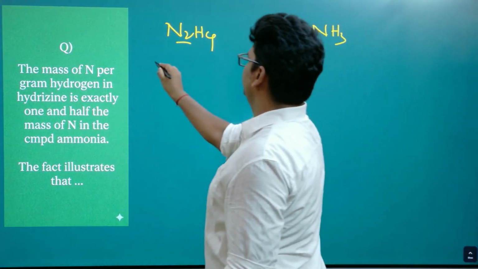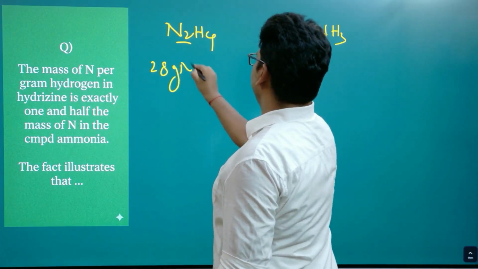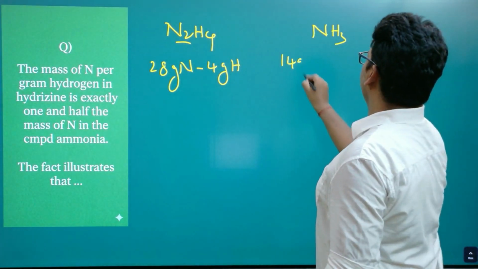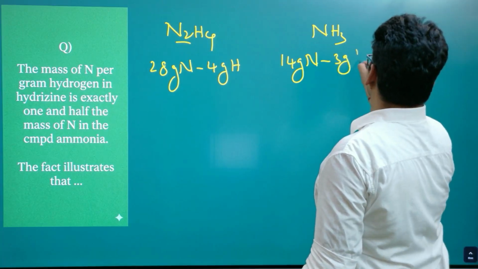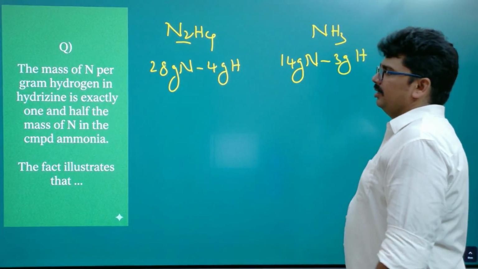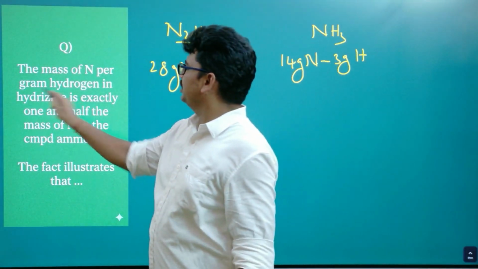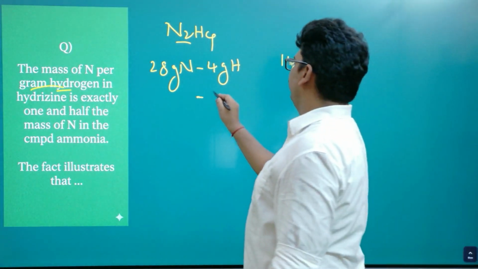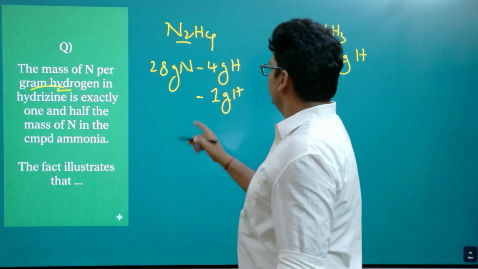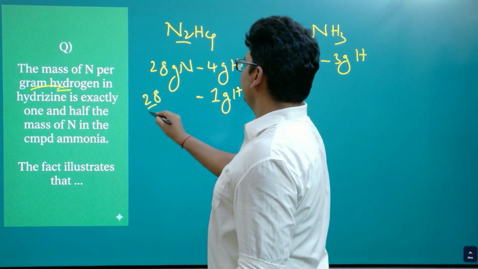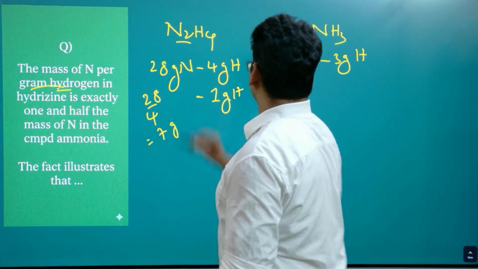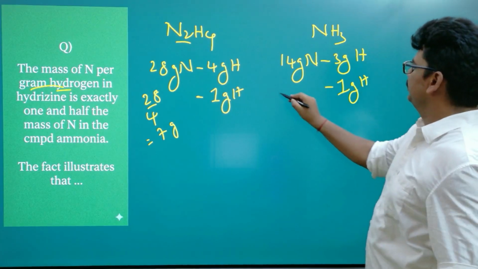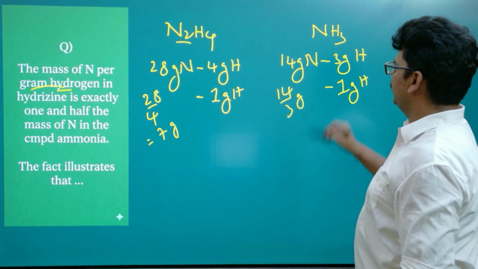In hydrazine, 28 grams of nitrogen is combined with 4 grams of hydrogen. In ammonia, 14 grams of nitrogen is combined with 3 grams of hydrogen. So here 1 gram of hydrogen is taken as fixed. In the given question, 1 gram hydrogen is taken as fixed. So for 1 gram hydrogen, what is the mass of nitrogen? 28 by 4, which is equal to 7 grams. In ammonia, for 1 gram of hydrogen, 14 by 3 grams of nitrogen is there.